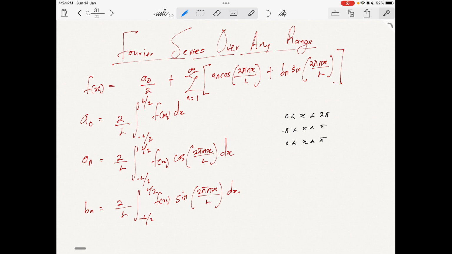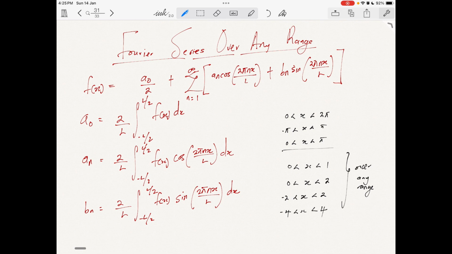Let's take for instance we are given 0 less than x less than 1, or even maybe 0 less than x less than 2. It can also be minus 2 less than x less than 2, or even minus 4 less than x less than 4. Now these are characterized as over any range. It doesn't contain a multiple of pi.